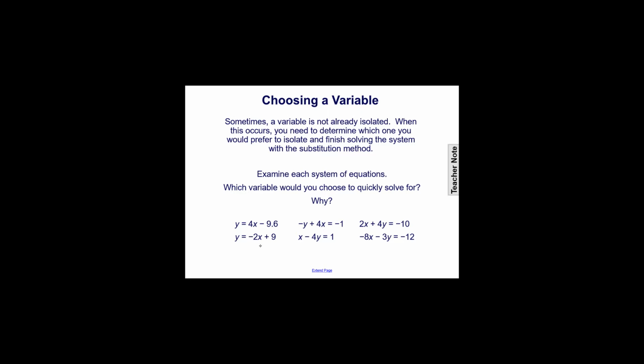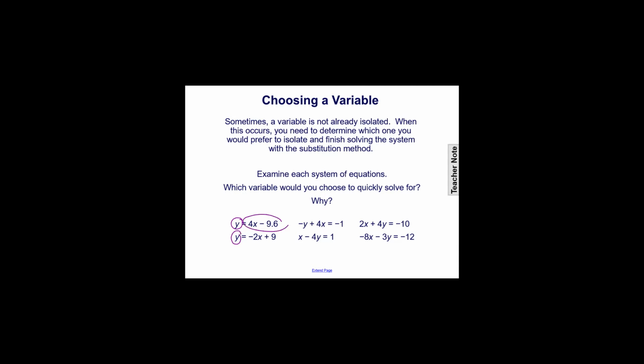Looking at the first system, we have y equals 4x minus 9.6 and y equals negative 2x plus 9. In both of these equations, you have the variable y completely isolated. So you will be able to really easily, in one step, go straight to your substitution. This one already has the variable y solved for in the original equations. So you can choose to quickly use that to solve for x.